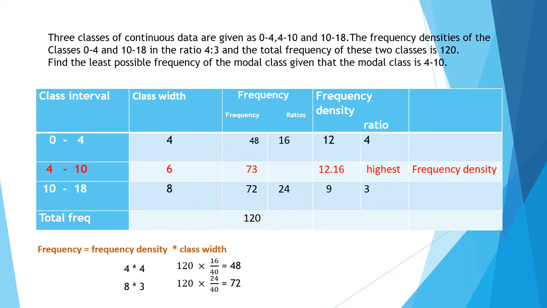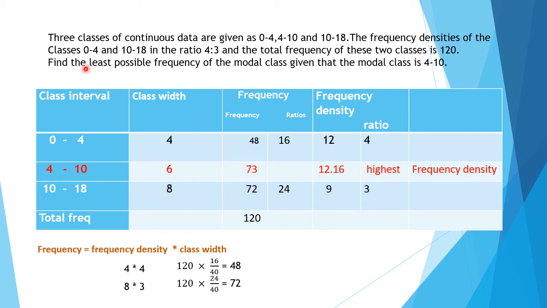Similarly, 120 multiplied by 24 over 40, because this is the ratio of the frequencies. So the frequency of 120, which is given in the question, is divided among the first and the last class intervals as 48 and 72. The frequency of the first class interval, 0 to 4, is 48. The frequency of the last class interval, 10 to 18, is 72.